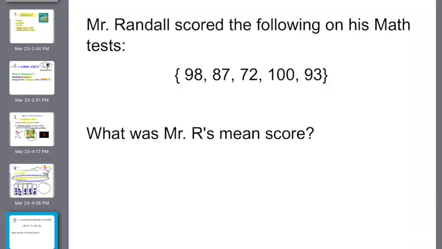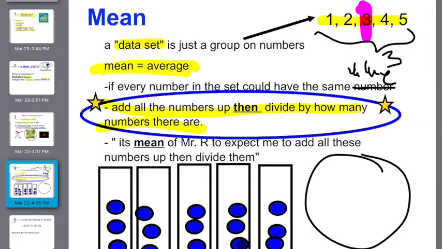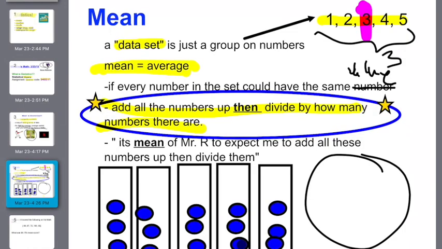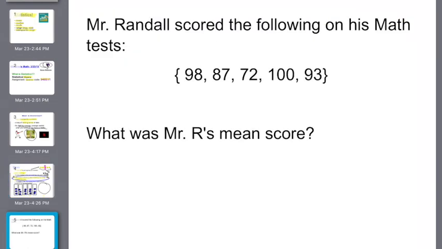So let's look at this example. Mr. Randall scored the following on his math test: 98, 87, 72, 103. Going back here real quick, the best way that I've always remembered to do a mean is, it's mean of Mr. Randall to expect me to add all these numbers up and then divide them. Because what if there were 20 numbers in this set? That'd be painful. So again, it's mean of Mr. Randall to expect me to do that.